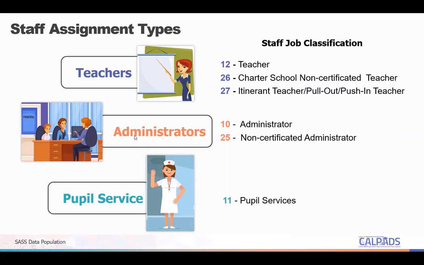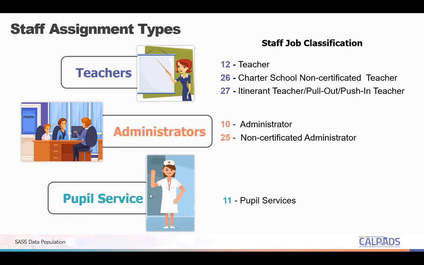Administrators are employees of the LEA in a position requiring, again, a certification, but who is not required to provide direct instruction nor direct services to students. Pupil service staff is someone who is in a position requiring a standard designated services credential, a health and development credential, who performs direct services to students.